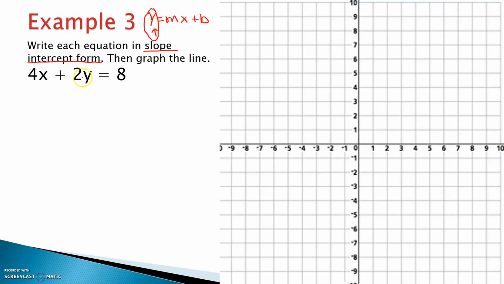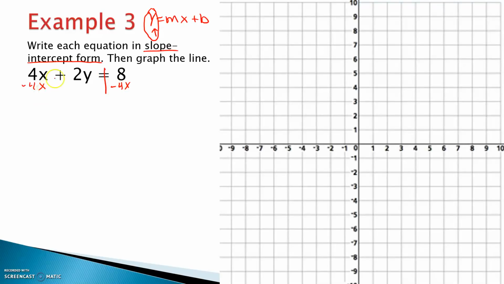Well, I don't want to move the 2 just yet. I actually want to get rid of a positive 4x. Again, my whole goal is to get it to look like this. Let me get my y all by itself. How would you guys get rid of a positive 4x? Well, you'd have to do minus 4x. Whatever I do to one side of the equal sign, I have to do to the other.